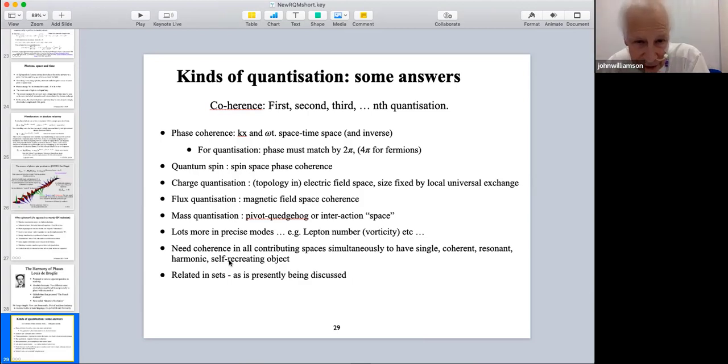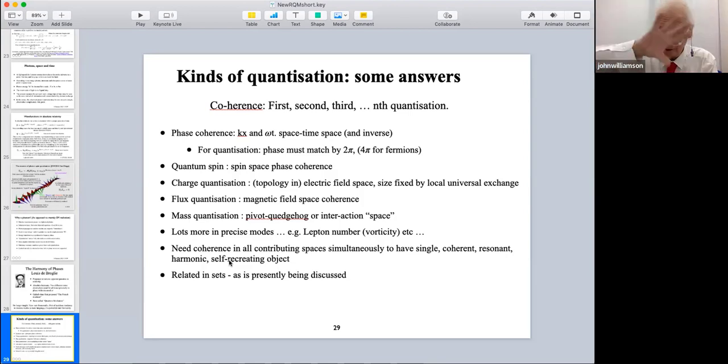Flux quantization is a magnetic field space coherence. So we've got a spin space coherence, a magnetic field space coherence. The electric field space coherence is with the whole universe because the electric field is huge. The magnetic field falls off very quickly. Spin field even more quickly. Spin field is limited by rotation horizon. Magnetic field goes as inverse cube, electric field inverse square to the edge of the universe.